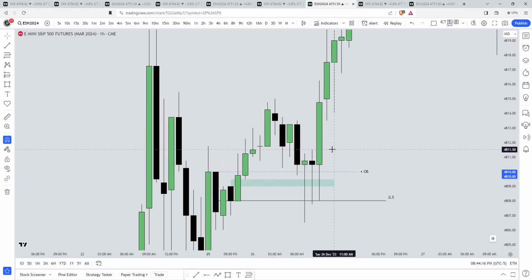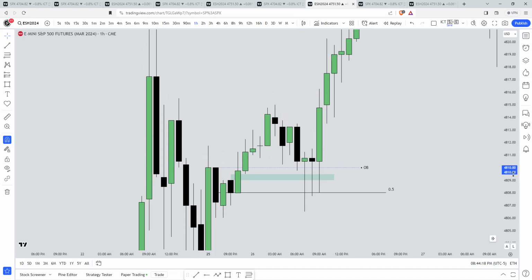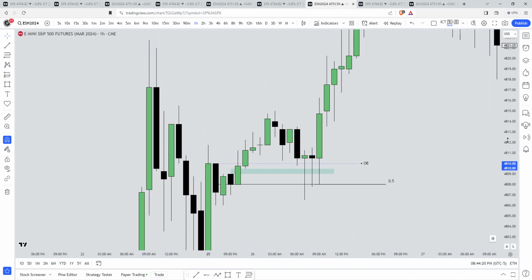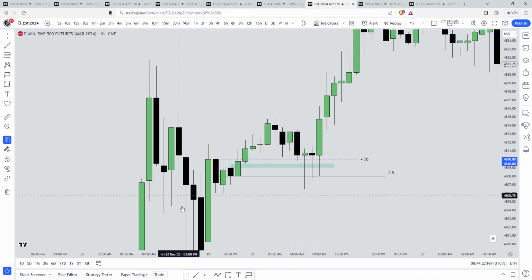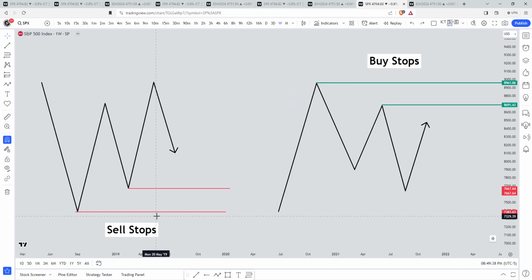So this is a sign to me that likely the algorithm has not left the buy program and it's going to continue to seek buy stops. So where are buy stops at? Above this high and then above this high as well. And also above this high. So that's going to move us on to the last part of this lesson, which is sell side liquidity and buy side liquidity, or sell stops and buy stops.